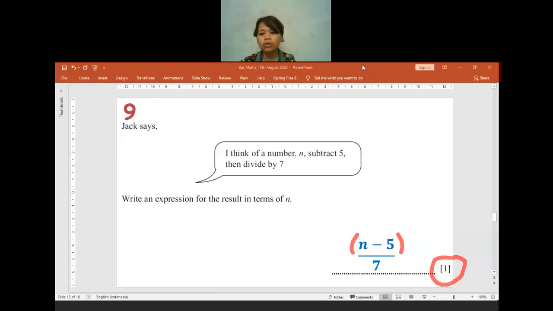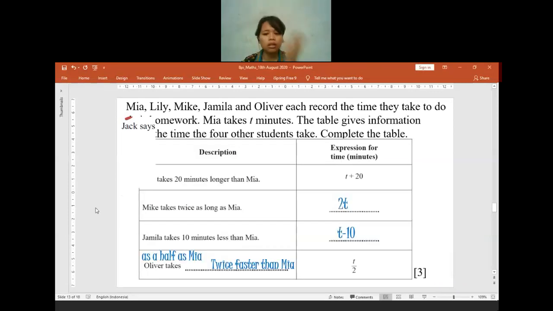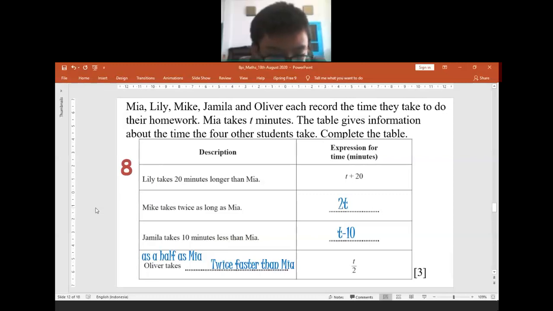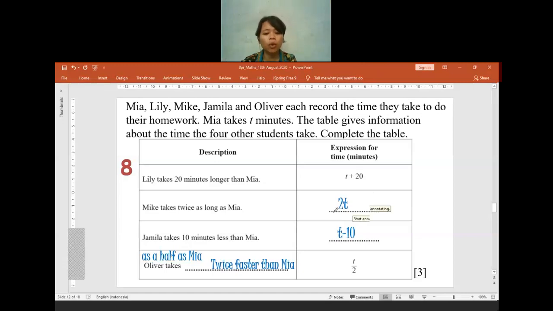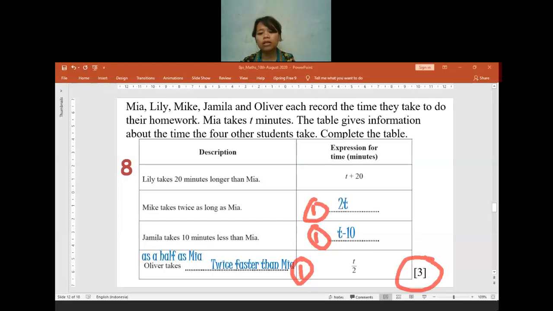Okay, is there anyone having any questions so far? I'll go back to the question 8. Yes, Nicholas, is there anything confusing at the question 8? So if I get T minus 10 and as half as Mia, both of them correct, right? Yeah, for each column, this is 1 mark, this is 1 mark, this is also 1 mark. So in total, it will be 3 marks. Is there any number else that you need to see?